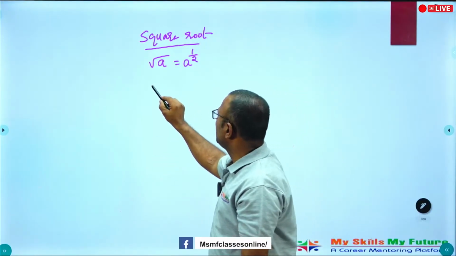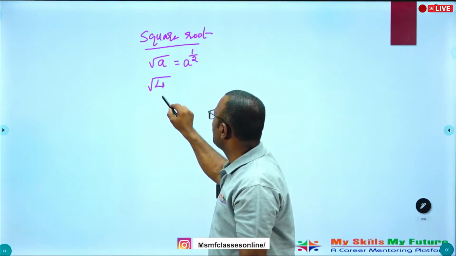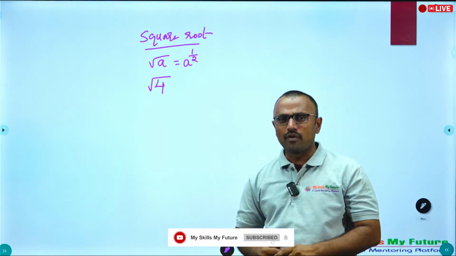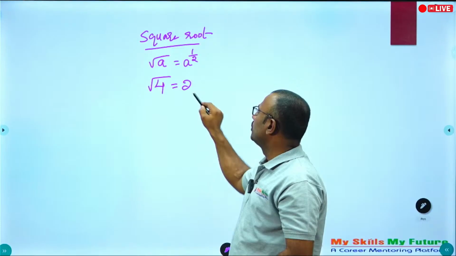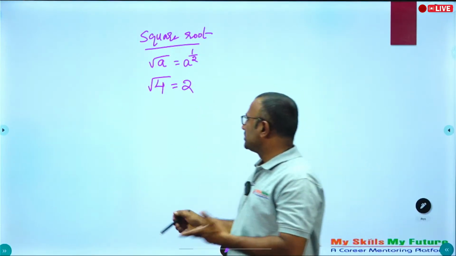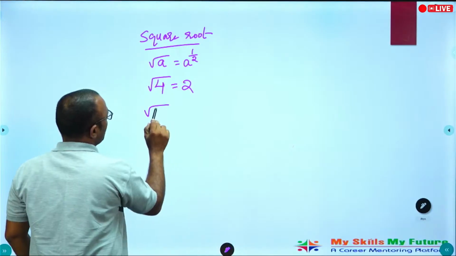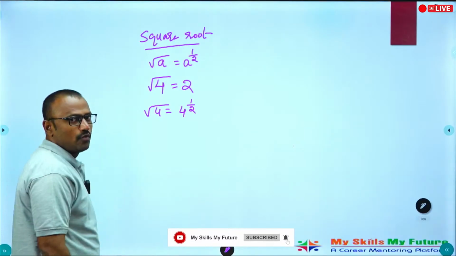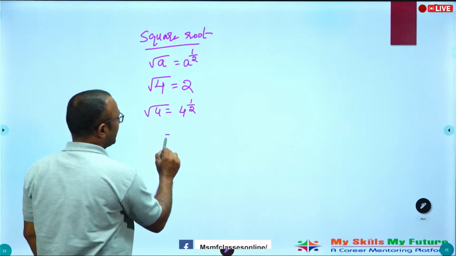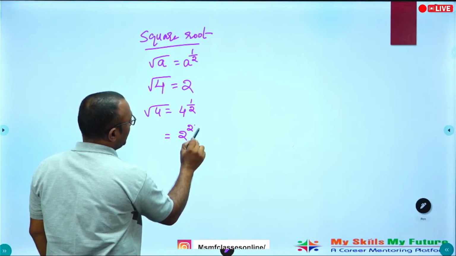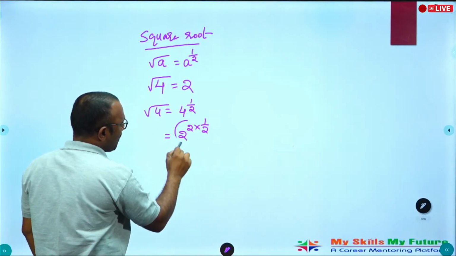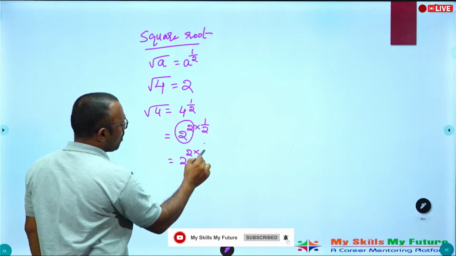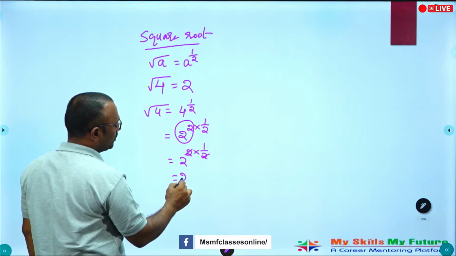If you see here, we have one number, root 4. What is the value of root 4? We know directly we can write that it is 2. So what is the procedure? Root 4 is equal to 4 to the power 1 by 2. 4 can be written as 2 power 2, so 2 power 2 into 1 by 2, the 2s get cancelled. So root 4 is equal to 2.